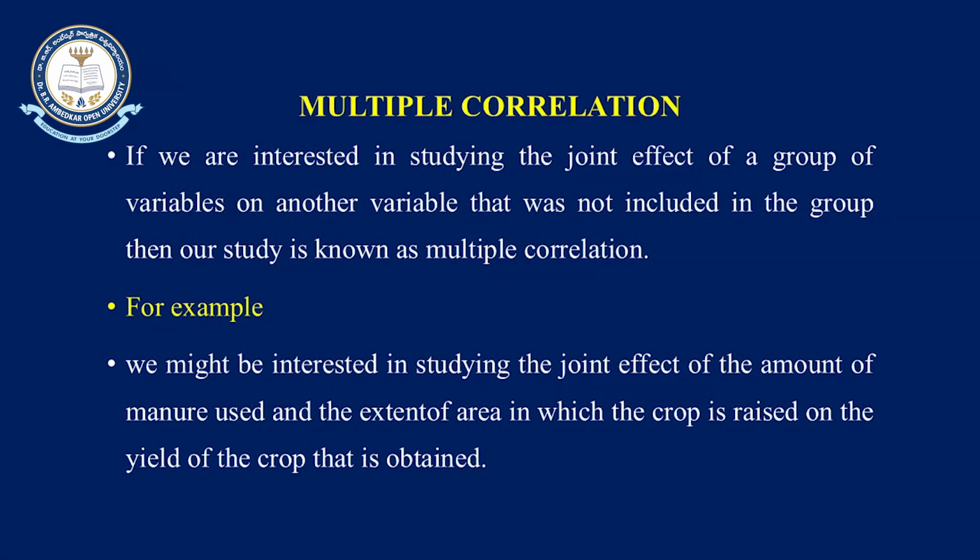Now I am going to multiple correlation. Here, if we are interested in studying the joint effect of a group of variables on another variable that was not included in the group, then that study is known as multiple correlation. For example, we might be interested in studying the joint effect of the amount of manure used and the extent of area in which the crop is raised on the yield of the crop obtained. In such scenarios we can apply multiple correlation.